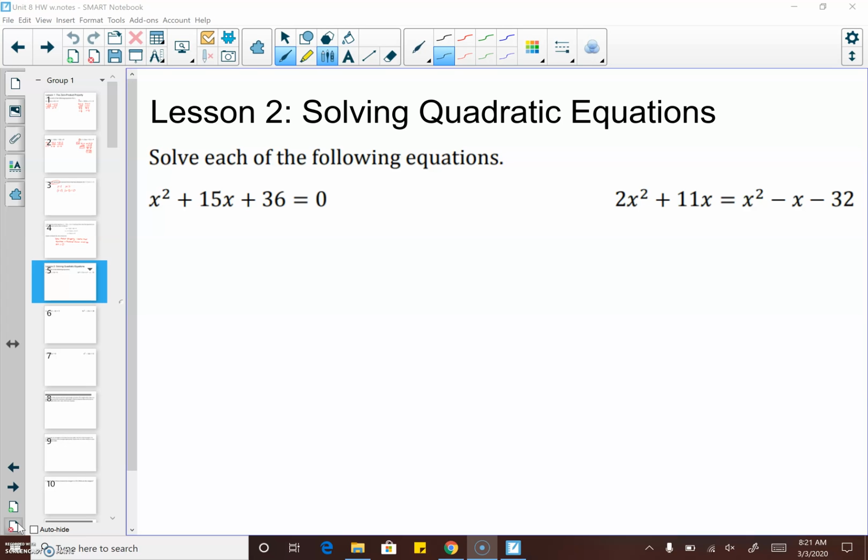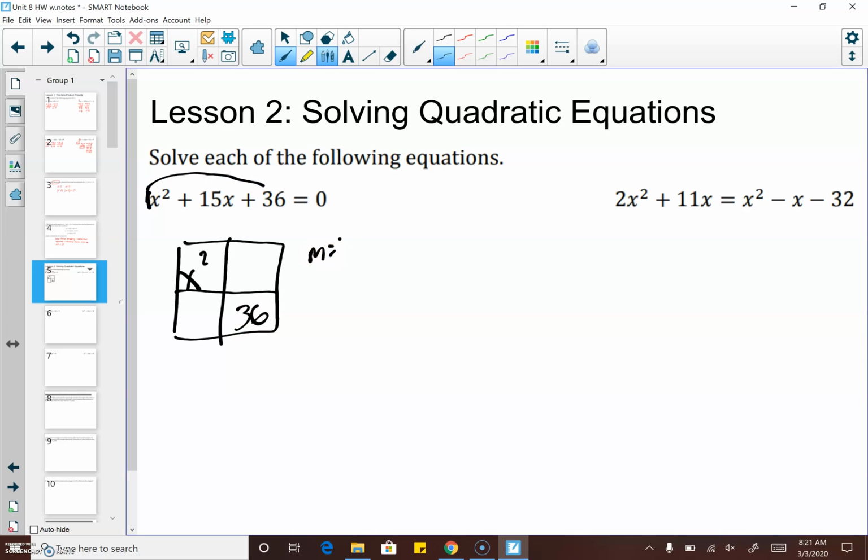So the next thing we want to do is factor and solve. So we have a trinomial here. We'll make our boxes, first term top left, last term bottom right. We'll multiply first by last, so 1 times 36 is 36, and then it needs to add to a 15x. So we need two numbers that multiply to 36 and add to 15, so that would be 12 and 3.